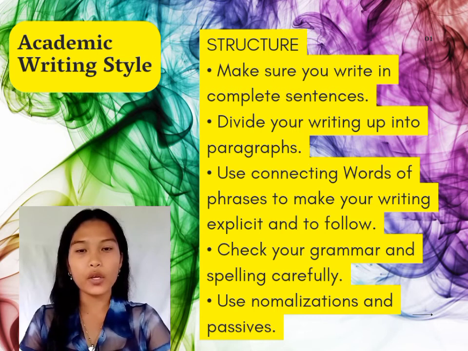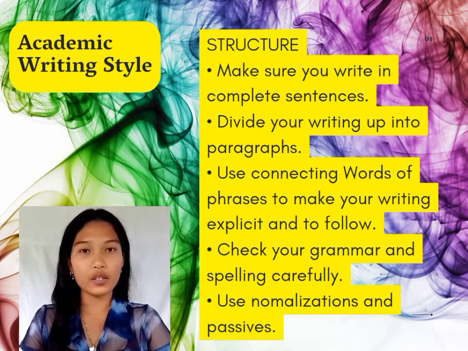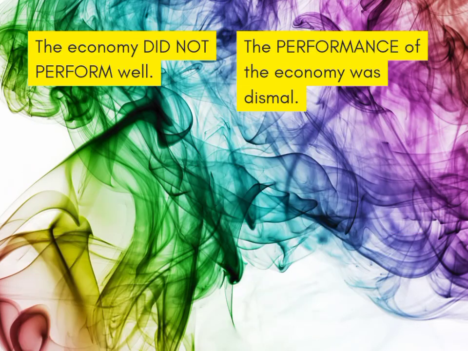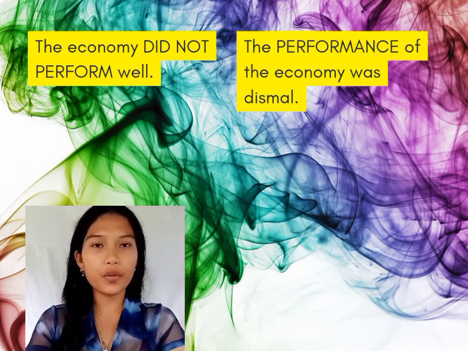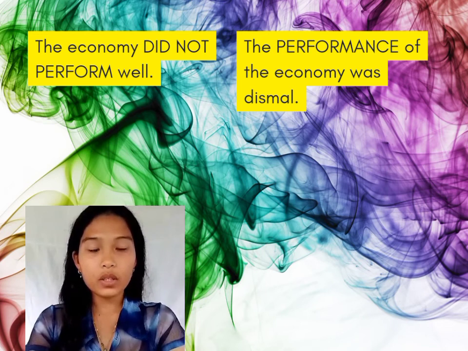Next, use nominalizations and passives. Let's try to look at examples. The economy did not perform well. The performance of the economy was dismal. The first one, did not perform, is a verb, and performance is a noun. The nominalized noun performance is more formal than the other one. Next, this is an active sentence because the doer is a company. The passive version is more formal.